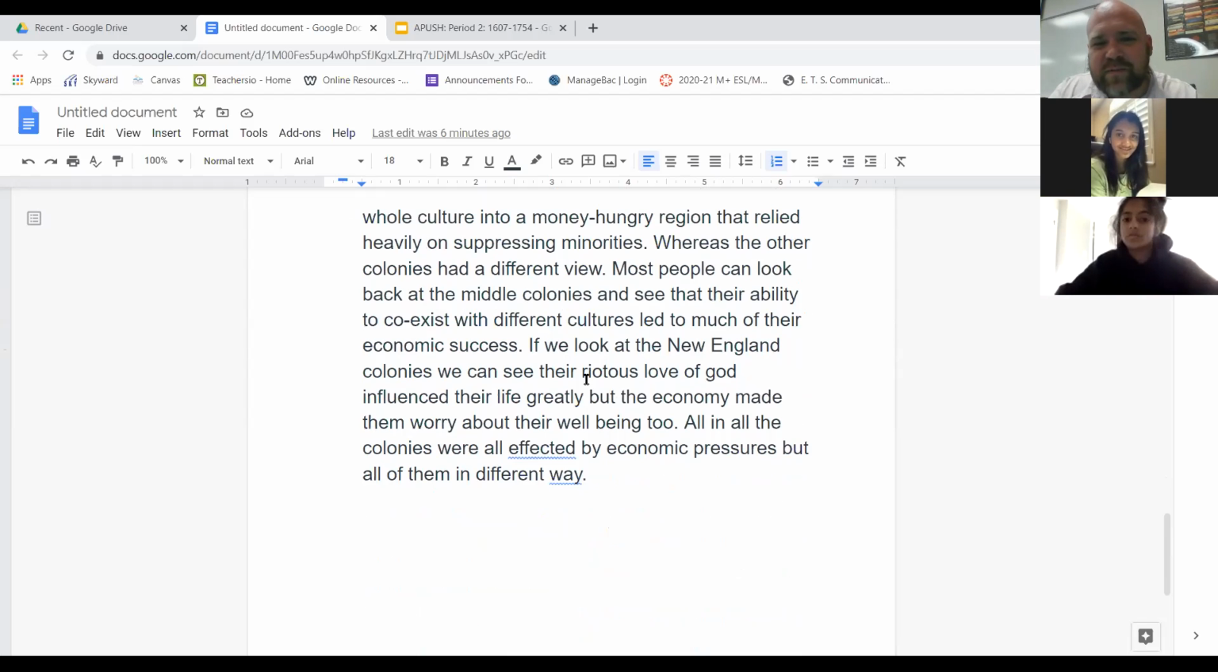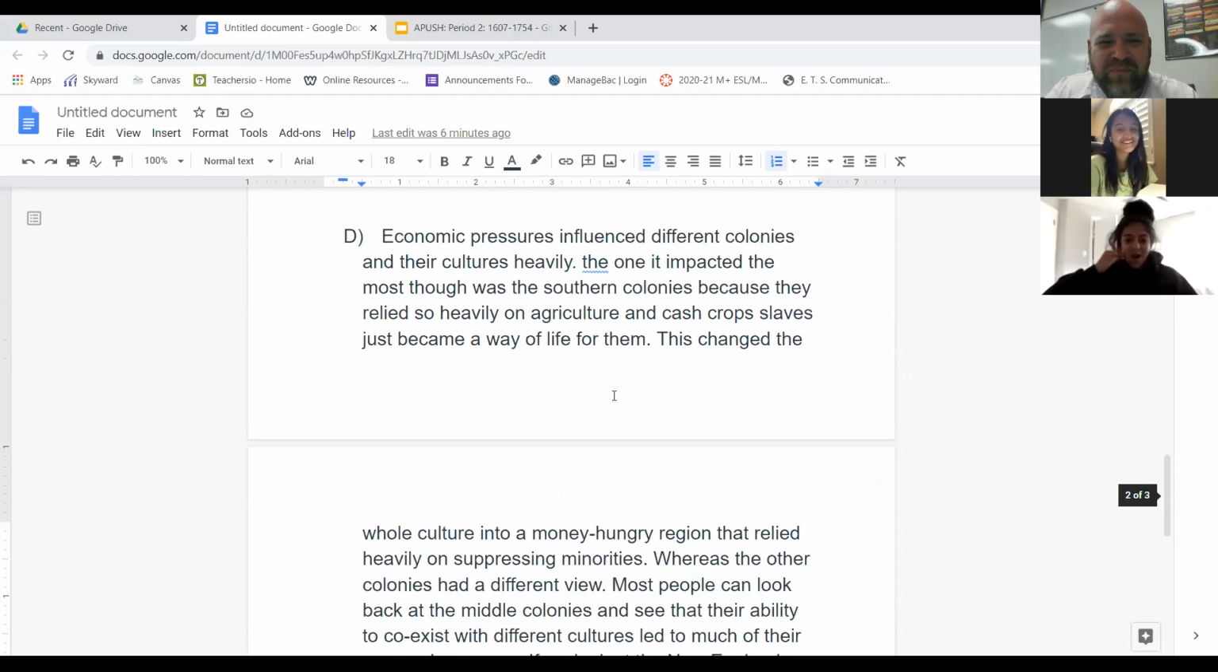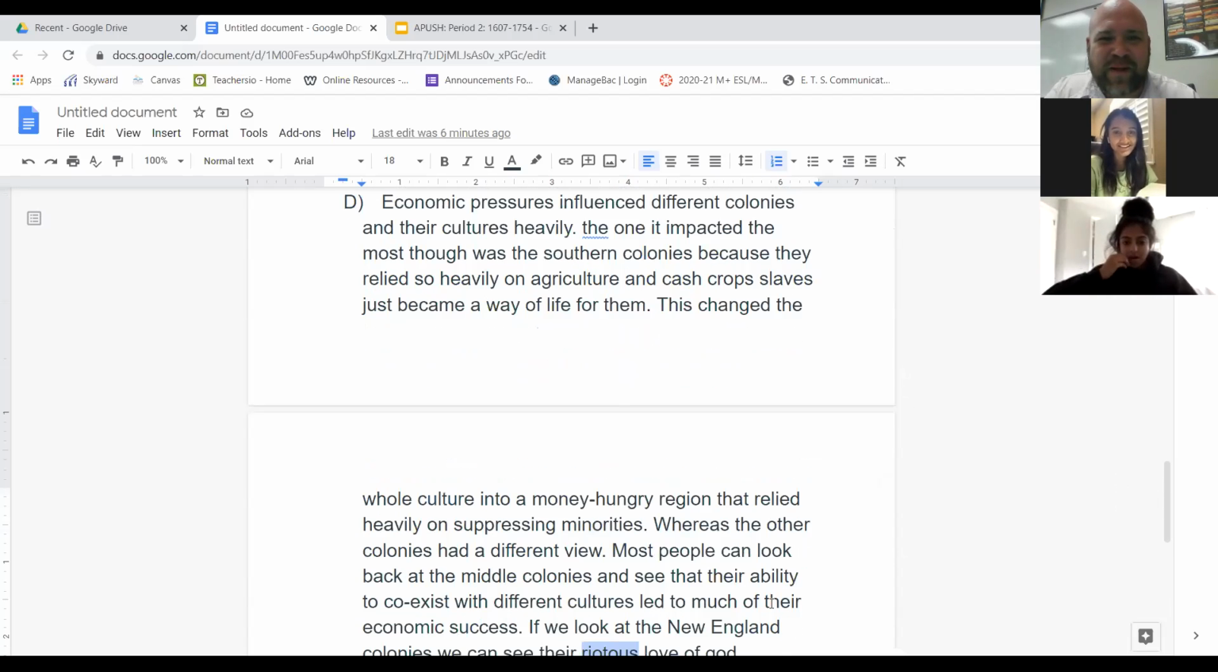So I think this is supposed to be righteous love, not riotous, right? You read it correctly. It is riotous, but I'm pretty sure they meant righteous as opposed to like, I love you so much that I'm going to burn your house down. You know what I mean? This is probably righteous. But you read it correctly. They just misspelled it.